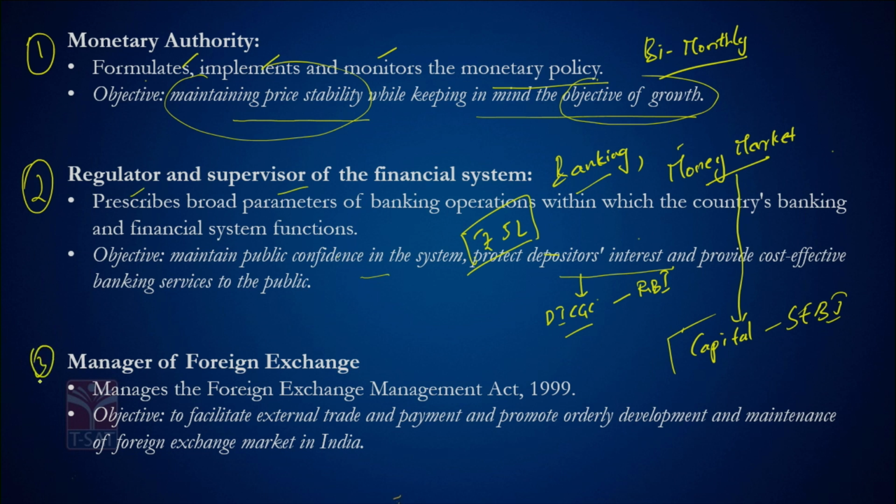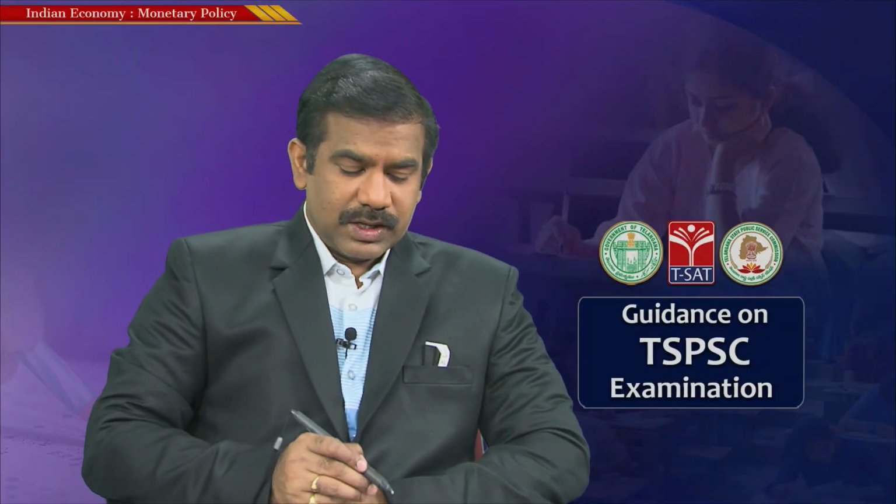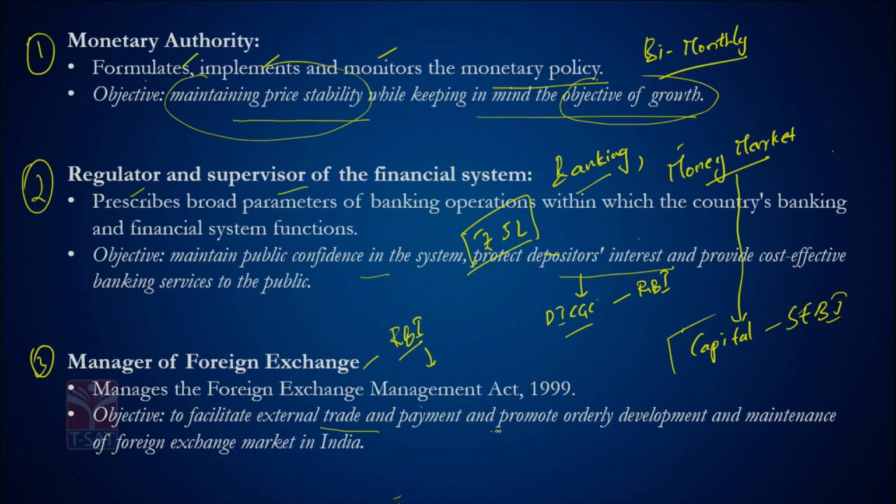The third is manager of forex reserves. In fact, the custodian of forex reserves in India happens to be RBI. Many of you might have noticed that almost every Friday evening, the RBI makes an announcement with respect to the total forex reserves accumulated by the end of the week. RBI also plays a very important role in managing the forex and stabilizing the Indian rupee with respect to foreign currency, and acts as a custodian of forex reserves. The objective is to facilitate external trade and payment and promote orderly development and maintenance of the foreign exchange market in India. That's the third important function RBI performs.